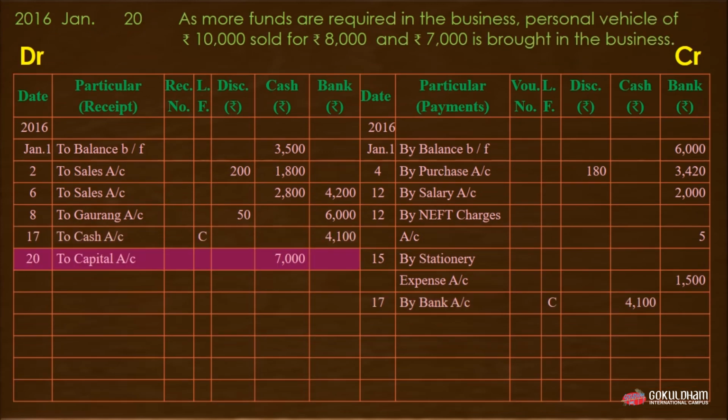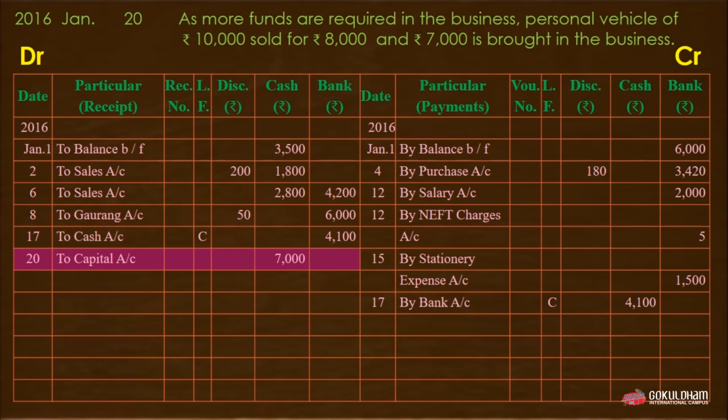The next transaction is January 20. As more funds are required in the business, personal vehicle of rupees 10,000 sold for rupees 8,000 and 7,000 rupees is brought in the business. It means we need the more fund for the business. So here businessman is sold their own vehicle in 8,000 rupees, but 7,000 rupees brought in the business. So we recorded only 7,000 rupees.